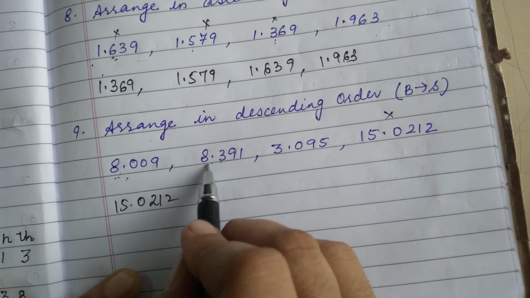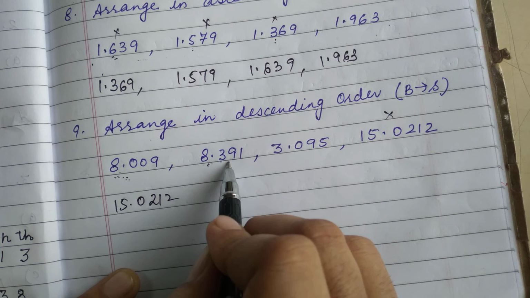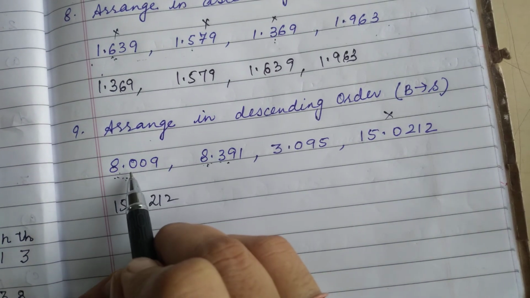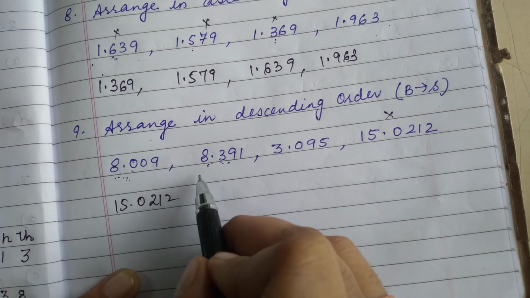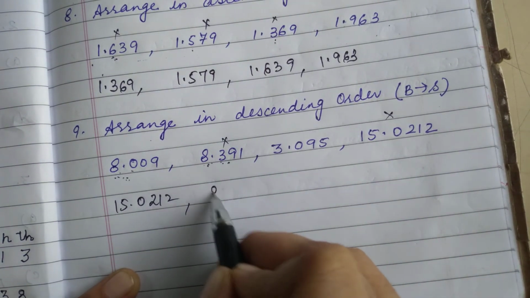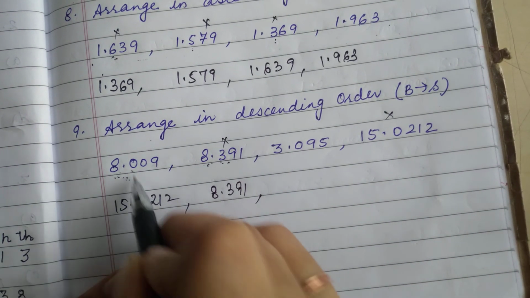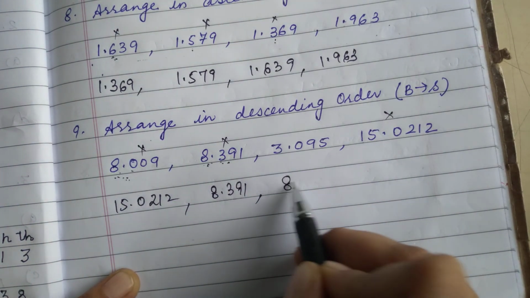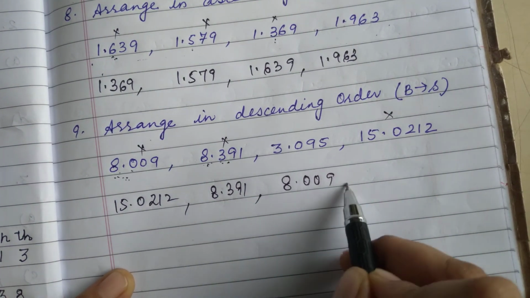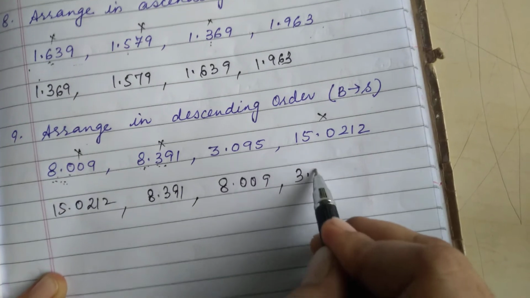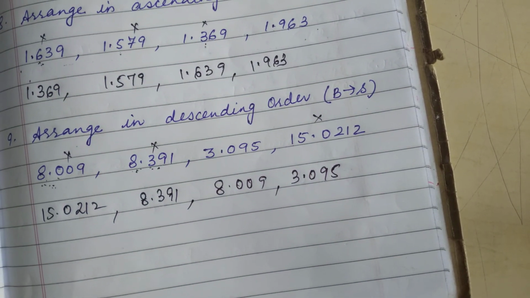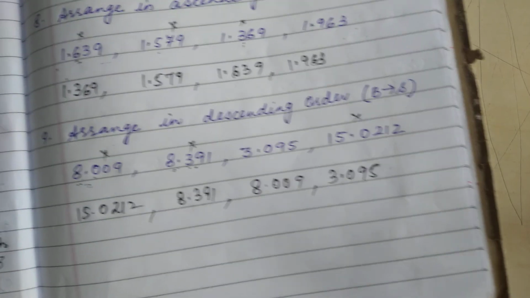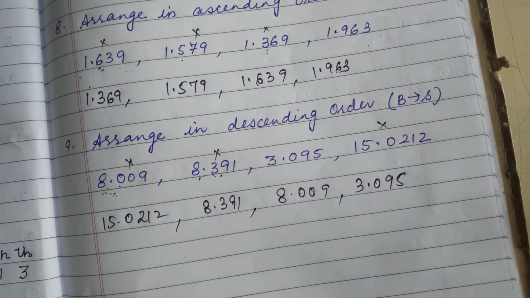Now for 8 as the whole number, there are two numbers with 8 as the whole number. Now we'll move to the decimal places: 0, 3. Which is the bigger one? 3. So 8.391. The next is 8.009, and the last one is 3.095. So now, children, for question numbers 10 and 11, we'll move to the next video. Thank you very much.